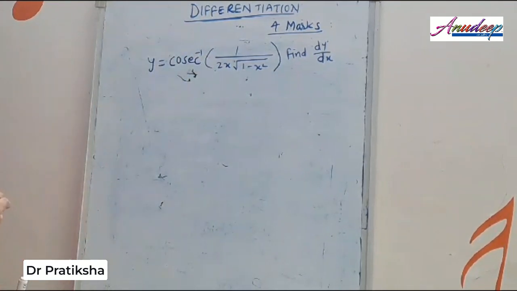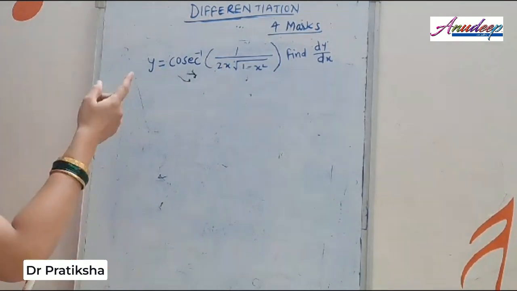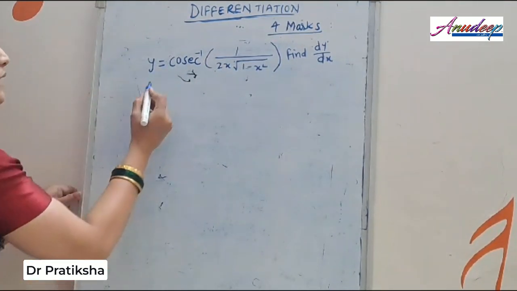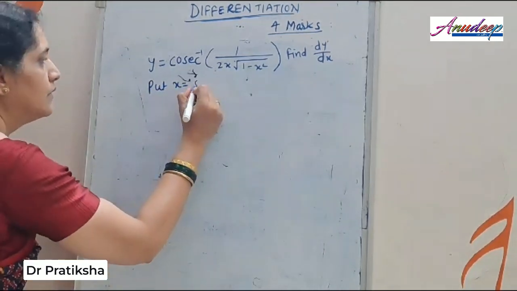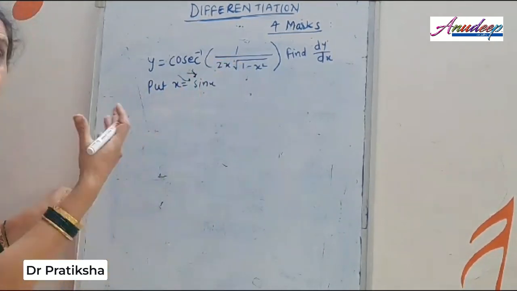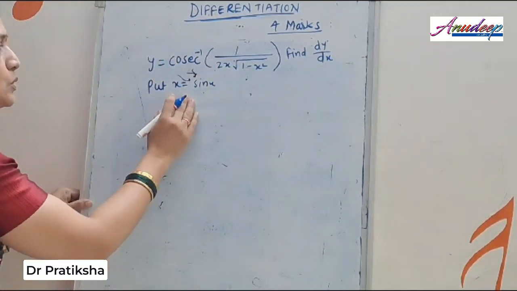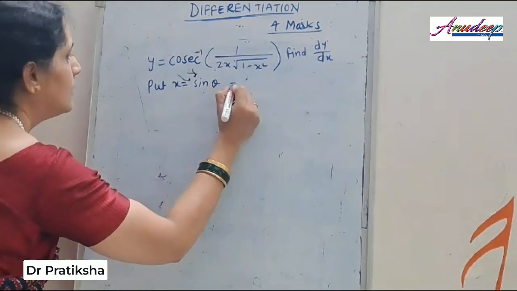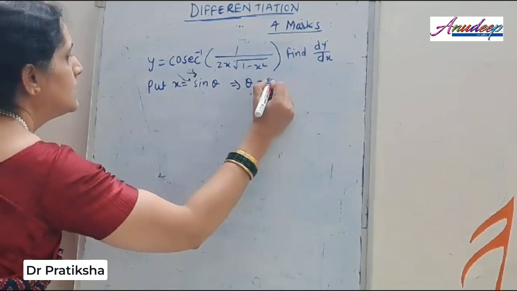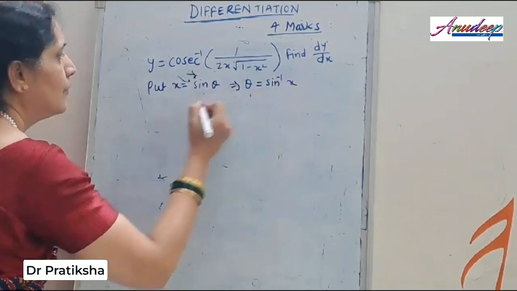So what comes to my mind? 1 upon sin theta is cosec theta, right? So let me substitute here. Let x is equal to sin theta. So let us see how it simplifies the bracket now. As soon as you do this, if I write x is equal to sin theta, it will give me theta is equal to sine inverse of x.